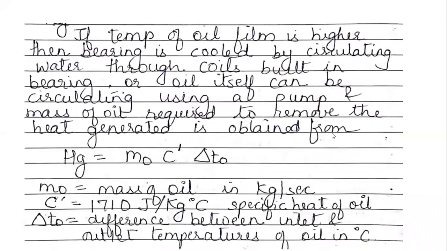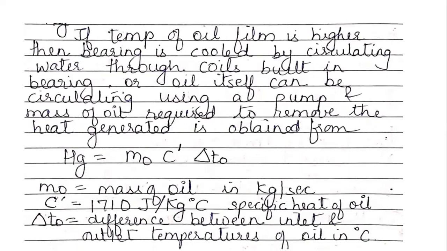If the temperature of the oil film is higher than the bearing, then the bearing is cooled by circulating water through coils built into the bearing, or the oil itself can be circulated using a pump. The mass of oil required to remove the heat generated is given by M_O C dash delta T_O. Very easy to remember, which you have learned during your fluid mechanics and heat transfer days, M C_P delta T. It's similar to that.